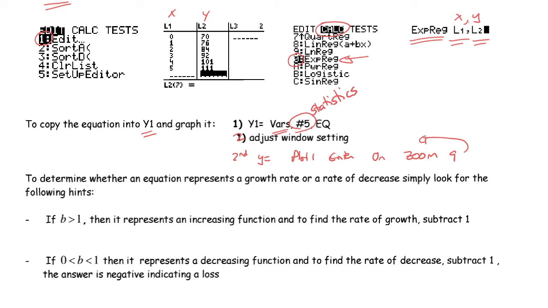At the end here, to determine whether an equation represents a growth rate or a rate of decrease, we simply have to look at the following. We're going to look at b, and if that base is greater than 1, then it's increasing. And to find the rate of growth, you're going to subtract 1. Now, if that doesn't make sense, I'll show you an example in just a moment. And if the value of b is between 0 and 1, remember that represents a decreasing function. And again, to get the rate of decrease, we're going to subtract 1, and then the answer is going to be negative, indicating a loss here.